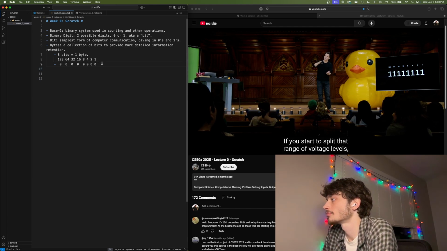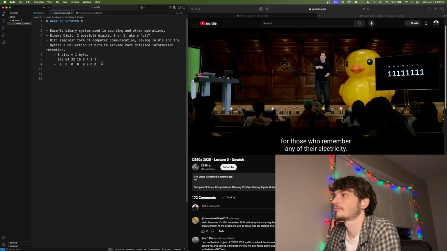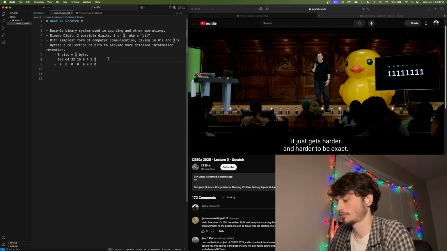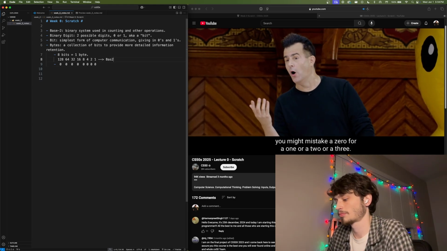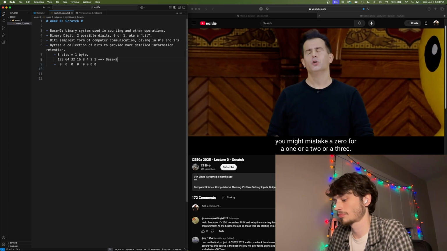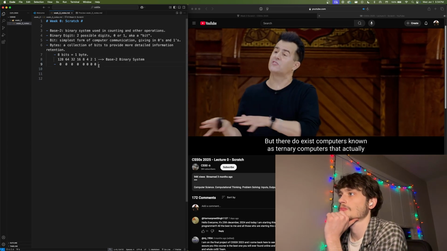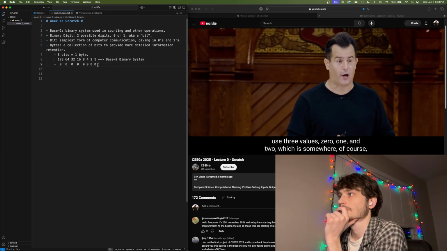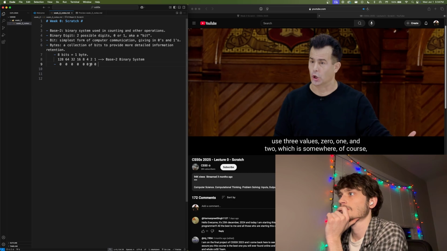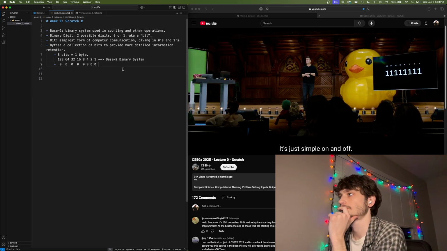If you start to split that range of voltage levels, for those who remember any of their electricity, it just gets harder and harder to be exact. And if you get things a little too murky, you might mistake a 0 for a 1 or a 2 or a 3. So it turns out it's just simpler to use the binary system. But there do exist computers known as ternary computers that actually use 3 values, 0, 1, and 2, which is somewhere, of course, between binary and decimal. But you can do different things. It's just simple on and off.